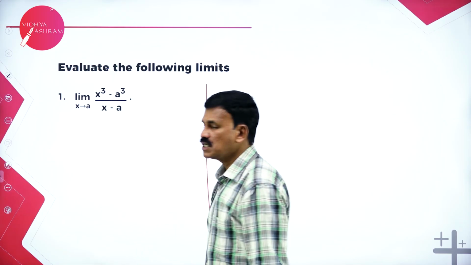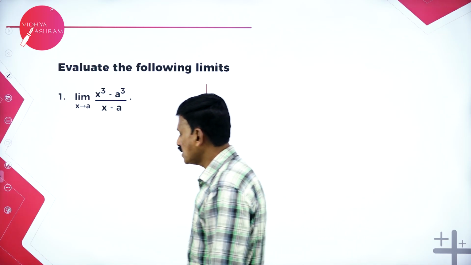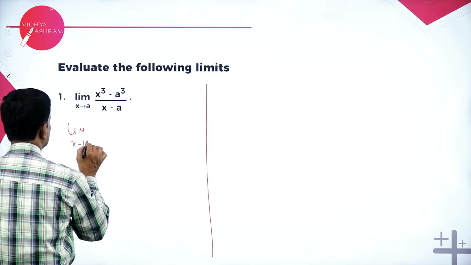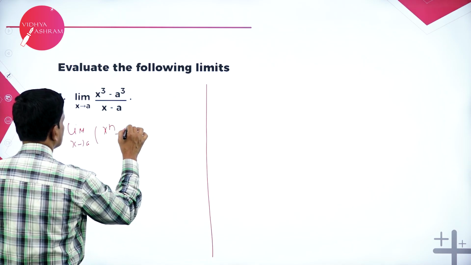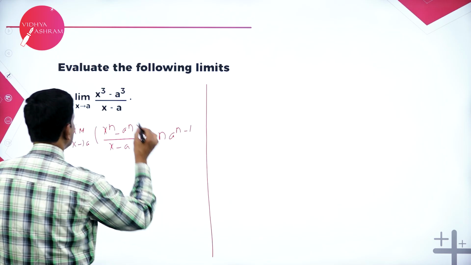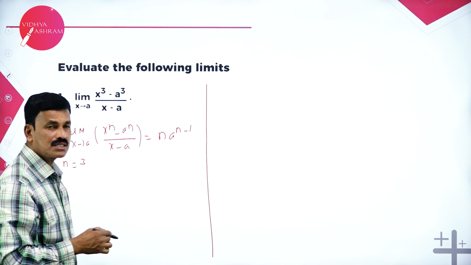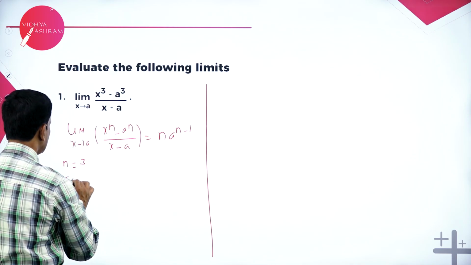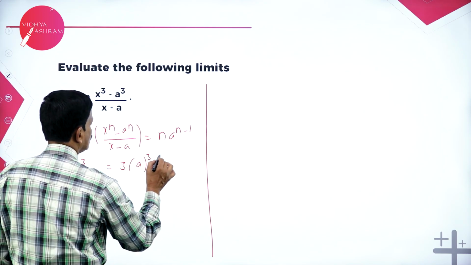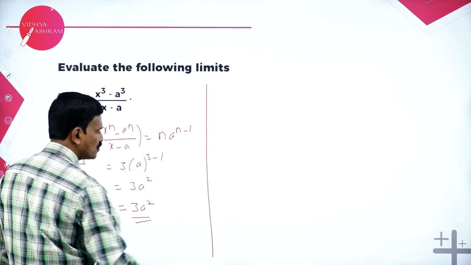Evaluate the following limits. Limit x tends to a of x cube minus a cube divided by x minus a. Now, if you observe carefully, this is of the form limit x tends to a of x raised to n minus a raised to n by x minus a. What is the formula? n into a to the power of n minus 1. Here n is equal to 3. So, comparing with x raised to n minus a raised to n by x minus a, what is n? n is 3 and a is a itself. Apply the formula: n is 3, into a to the power of 3 minus 1, that is 3a to the power of 2. So, this is equal to 3a square.